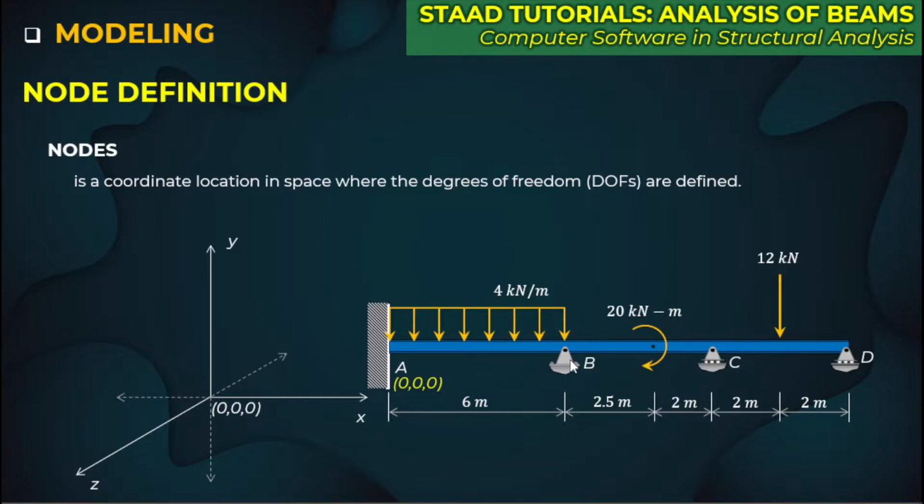Tapos, guys, kailangan nating makuha yung coordinates ng ating point B para sa pag-model. Take note, guys, na yung ating beam is dito siya magsa-start papunta sa positive X direction. Ang ibig sabihin nito, yung ating point B will have coordinates of 6, 0, 0. Yung point C natin will have coordinates of 10.5, 0, 0. And yung point D natin will have coordinates of 14.5, 0, 0. So, meron na tayo ngayon coordinates.